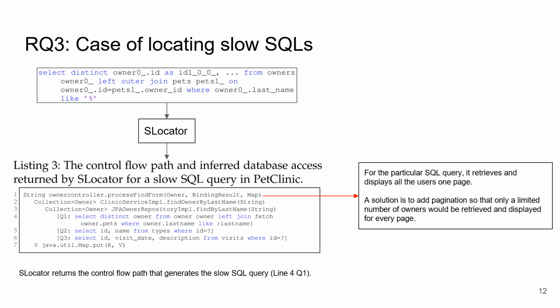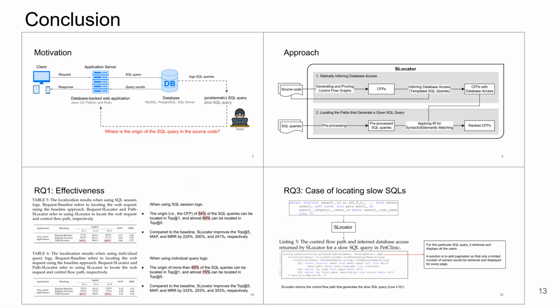In conclusion, we first discussed that locating the SQL call sites in the source code is a challenge. To address this challenge, we propose an approach that uses static analysis and information retrieval to locate the SQL call sites. Then, we evaluate the approach on overall SQL call sites and SQL call sites with different lengths. And last, we illustrate how SLocator helps locate slow SQL call sites.